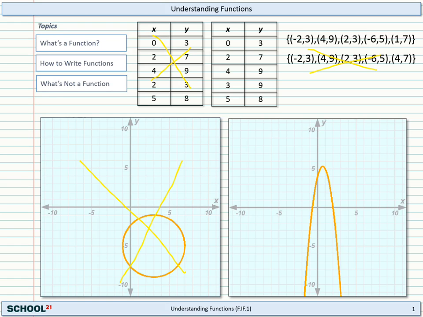So what have we learned? Well, we know what a function is and some of the reasons why we use function notation. We know how to write and say functions now, and we've learned what's not a function. So now you're prepared to start using this function notation. Again, it'll be a little confusing at first, but once you get used to it, you'll realize that it really saves you time.